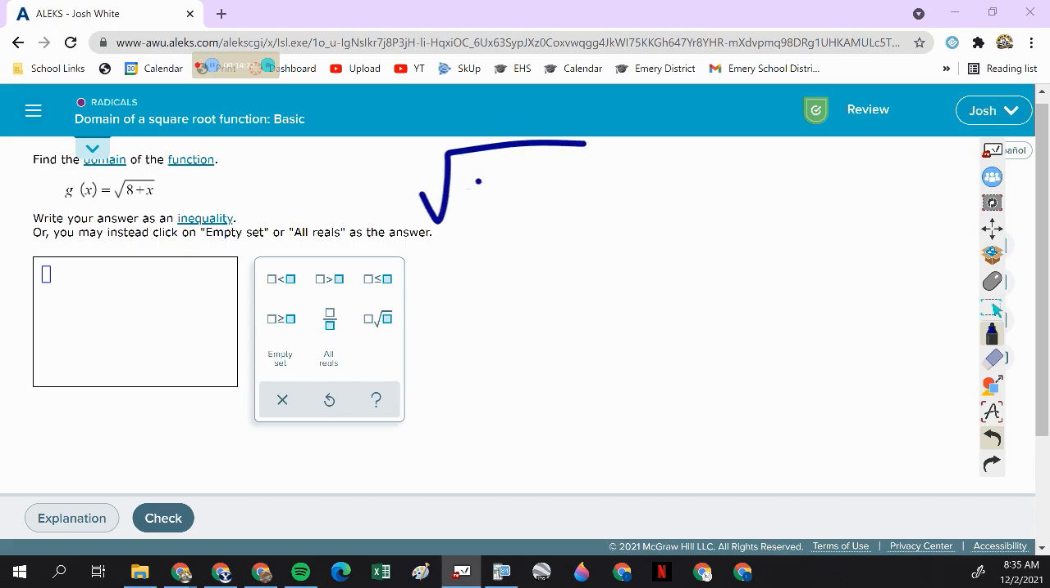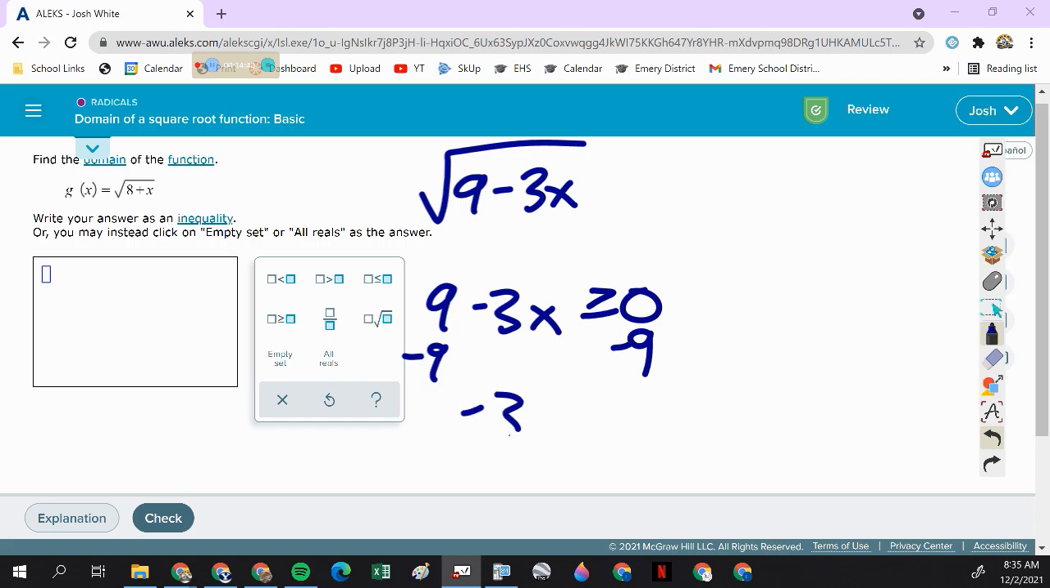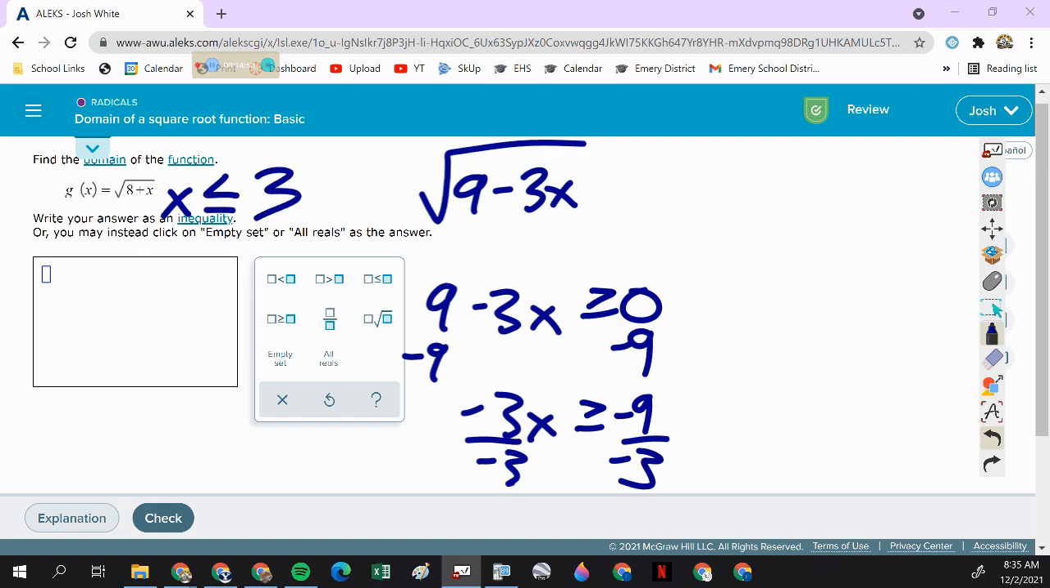What if I had the square root of 9 minus 3x? So 9 minus 3x is greater than or equal to 0. Subtract 9, and I get -3x is greater than or equal to -9. Now what? Divide by -3, and I get, good. X is less than or equal to 3.